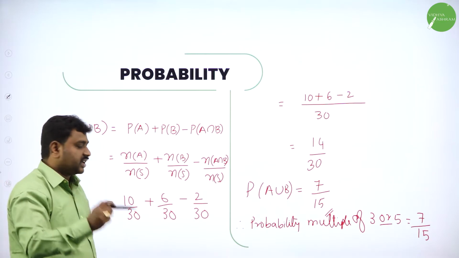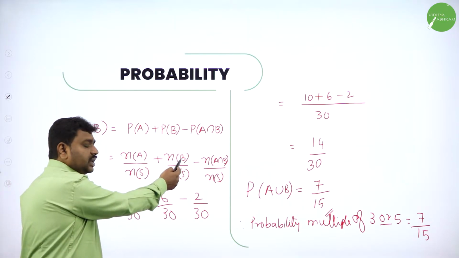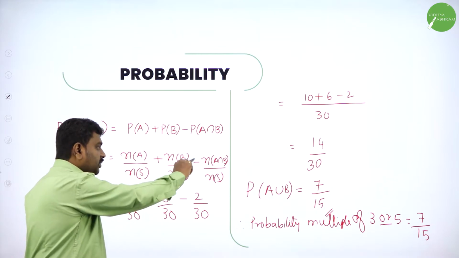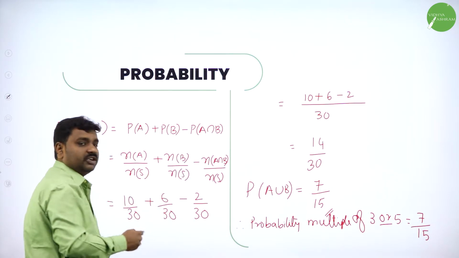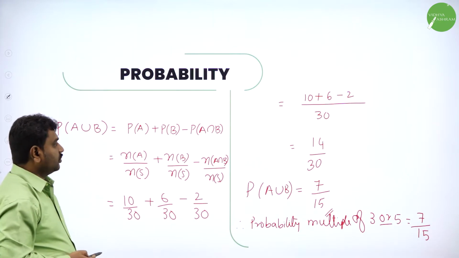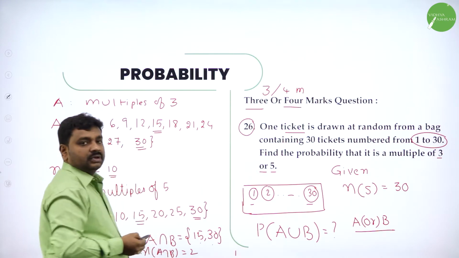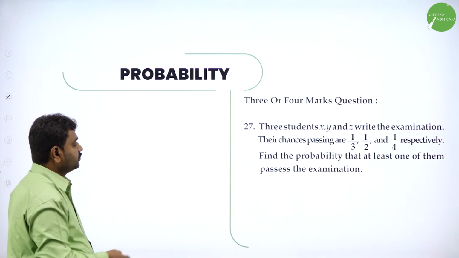So there are 30 tickets, so the denominator is 30. Multiples of 3, 10. Multiples of 5, 6. Multiples of both, common, we have 2 elements, 15 and 30. So I hope all of you understood this. So we have done problem 26. Now we'll go to the next problem.